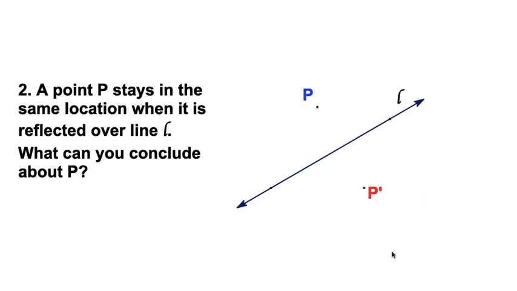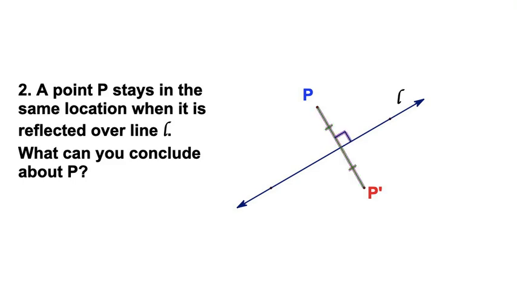All right, I like this question. I'm starting to like some of the stuff in this book. It's just hard to get used to it. That's dinosaurs. A point P stays in the same location when it is reflected over line L. What can you conclude about P?